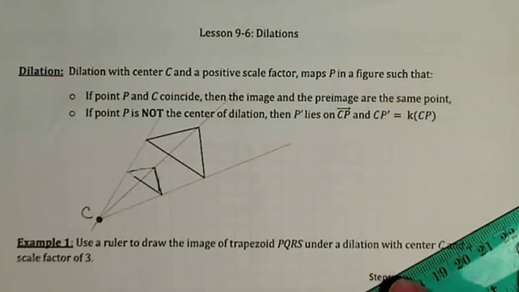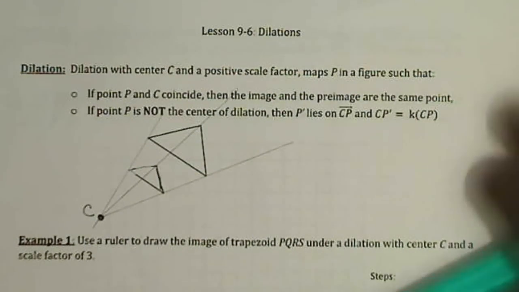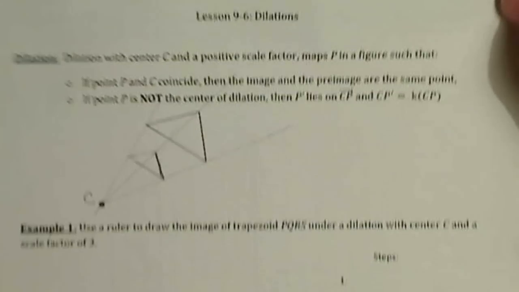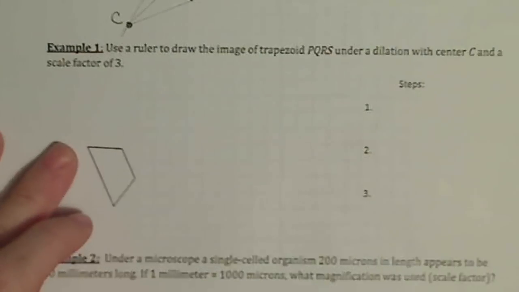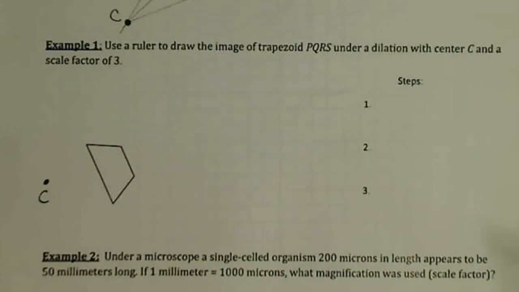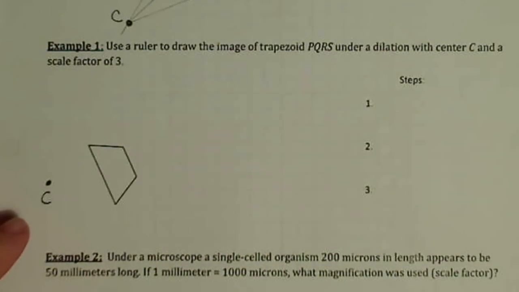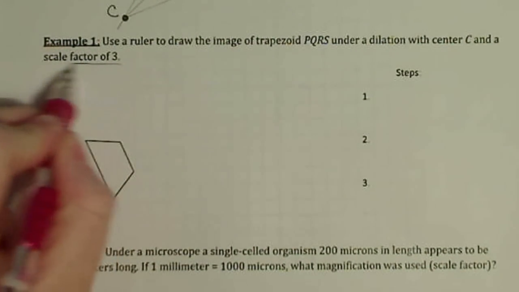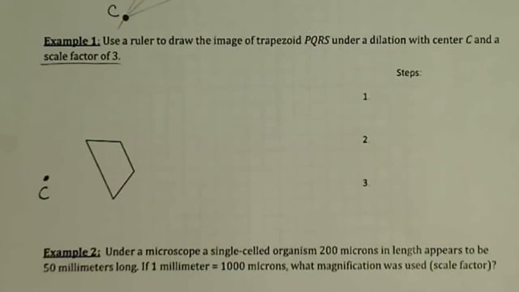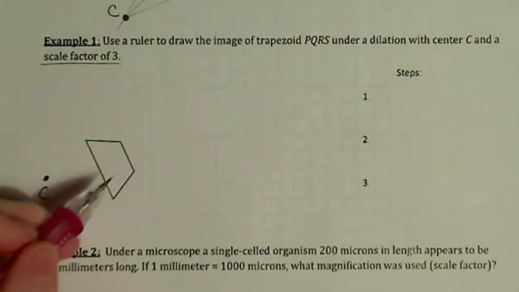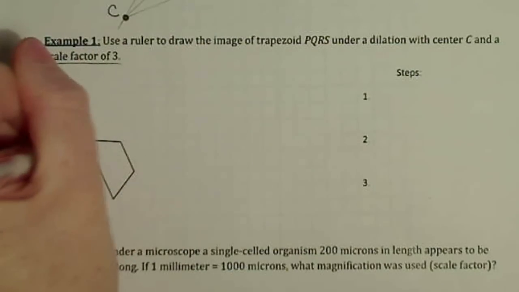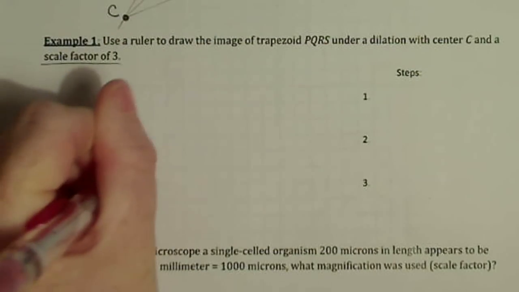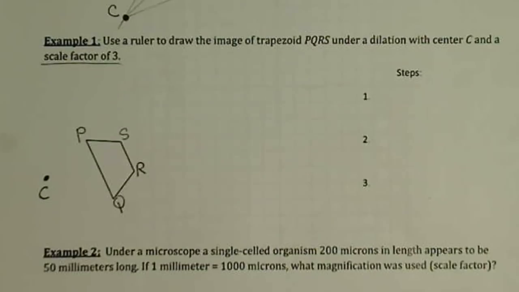They use this a whole lot in drawing and animation and things like that. Now, how much bigger it got, I don't know, but that's what we're going to do in example 1. We're going to dilate this trapezoid by a scale factor of 3. That means our new trapezoid is going to be about 3 times the size of this one. So let's give our trapezoid a name. Let's call it PQRS.